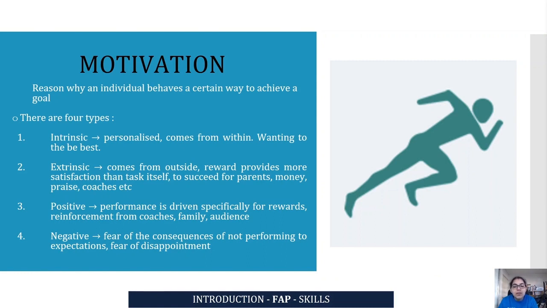Extrinsic, on the other hand, comes from outside. So the reward provides more satisfaction than the task itself. For example, you may want to succeed for parents, for money, for praise, for coaches, for more fan following or more public interest, whatever it is. So this is where it's less your personal instinct, and more about the outside. You wanting to maybe impress other people. So positive motivation is performance that is specifically driven for rewards. You're doing it for the good things that would come as a result, like rewards or praise as well.